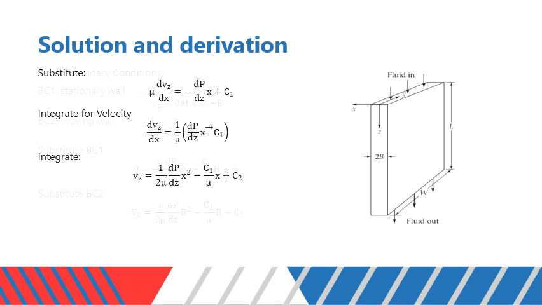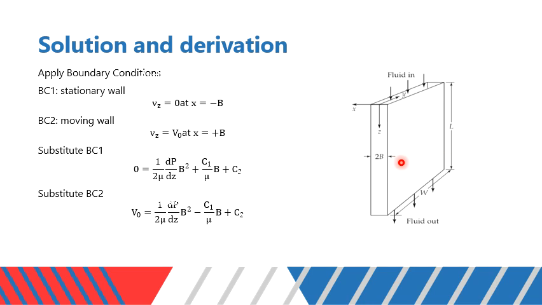Now we will apply boundary condition. As we know, at the wall x equals to minus b, Vz is equals to 0, and at x equals to plus b, Vz is equals to v naught. By applying boundary condition 1 and 2, we get this equation and this equation.